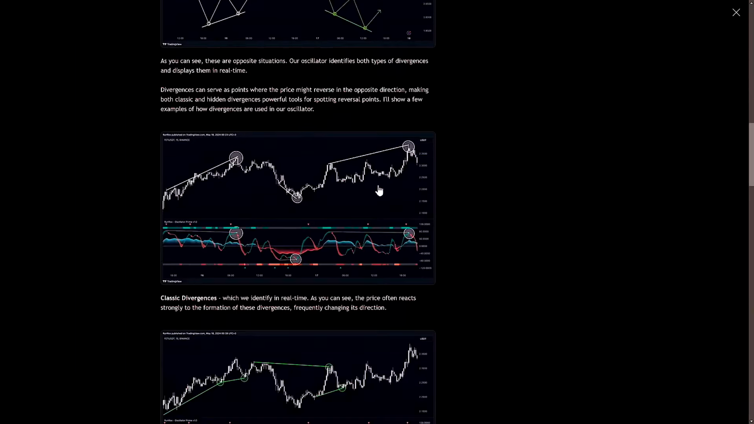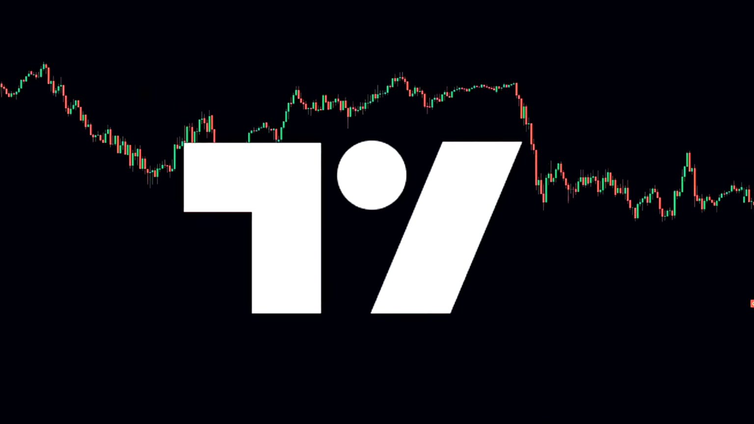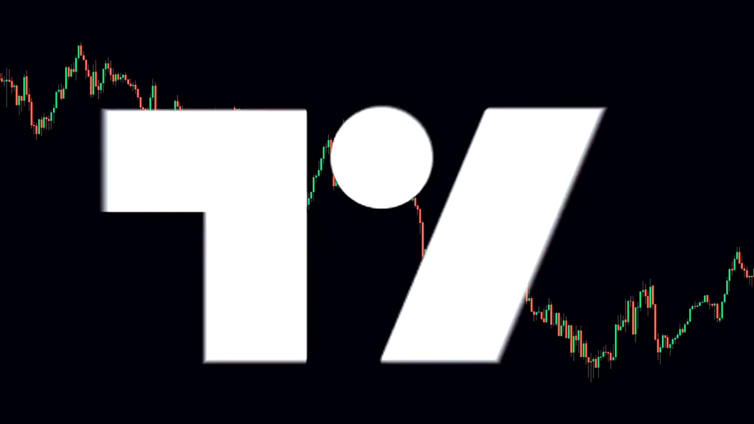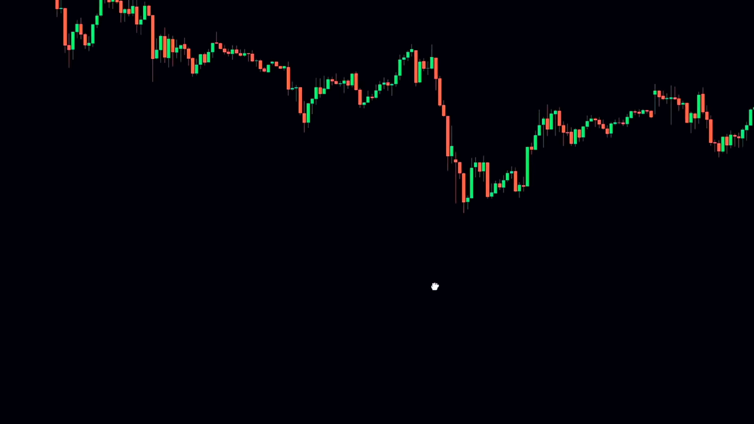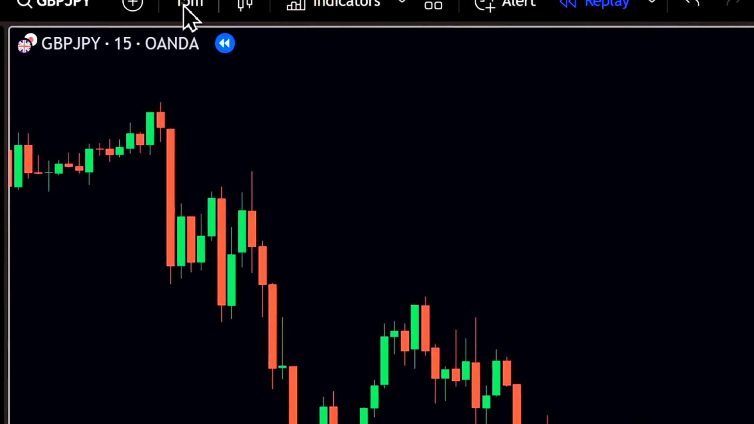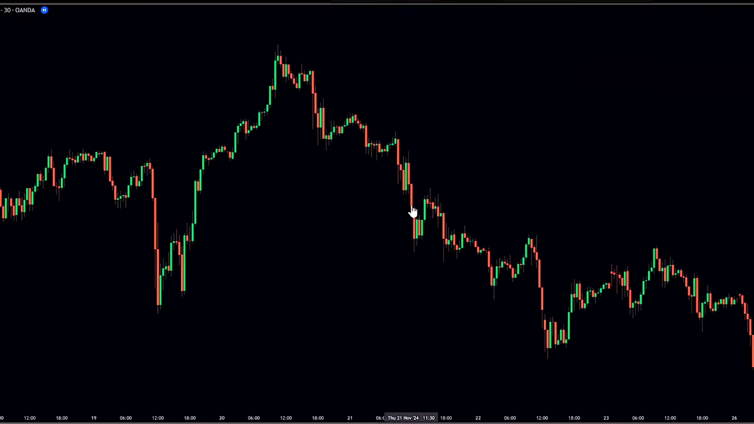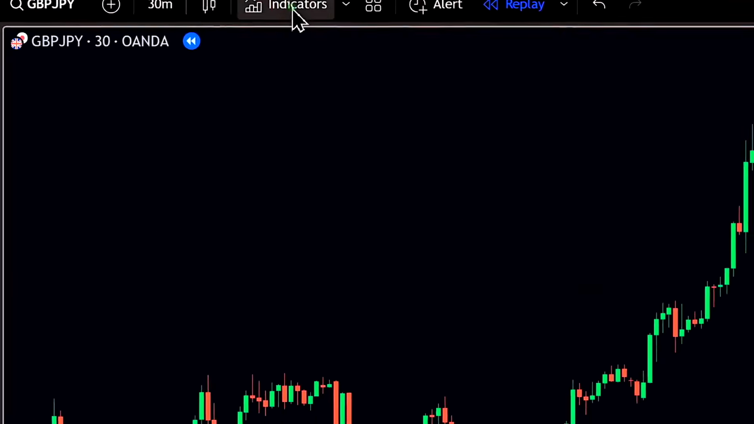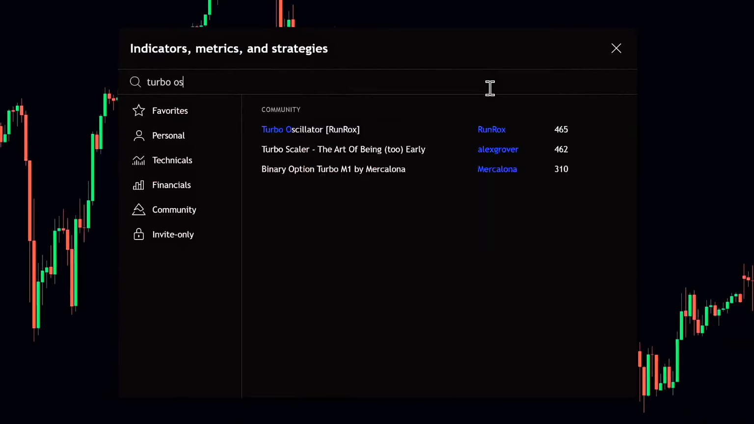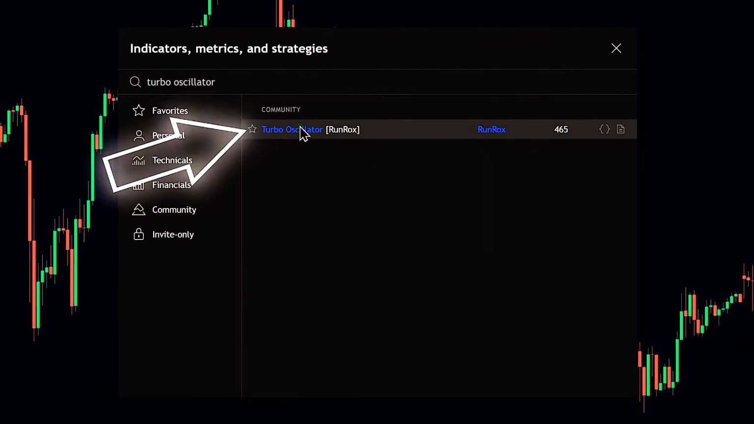To get this indicator on your chart, head over to TradingView, the platform I'm using. If you don't have an account yet, there's a link in the description to sign up. First, pull up the 30-minute chart for GBP JPY. Don't sweat it though, this approach works for any asset and any time frame. Click on the Indicators tab, search for Turbo Oscillator by this amazing author, and select it.